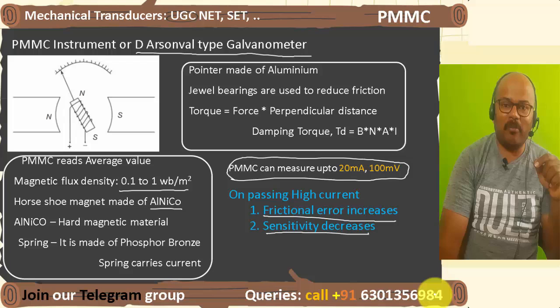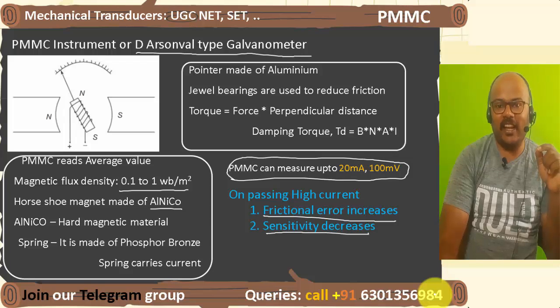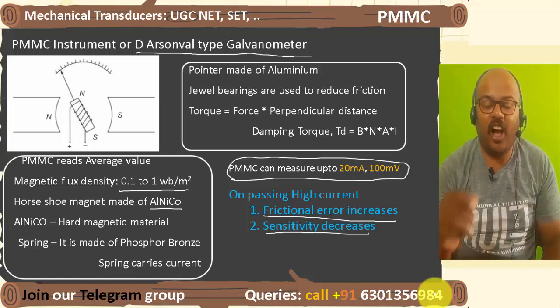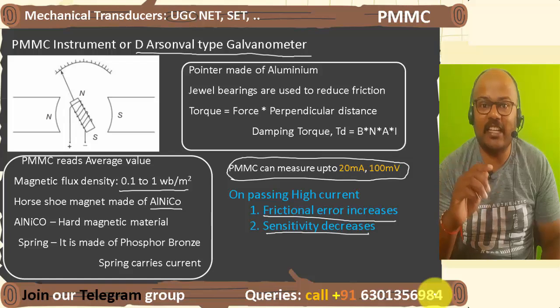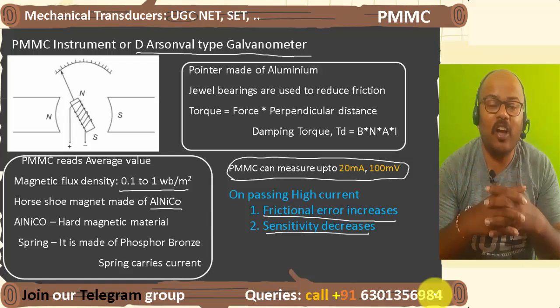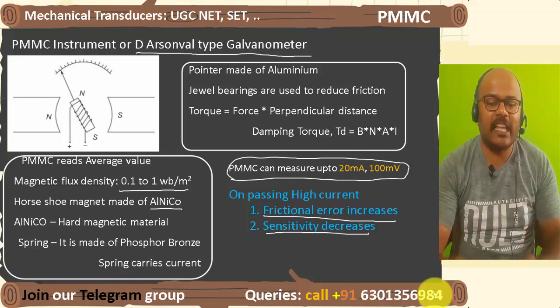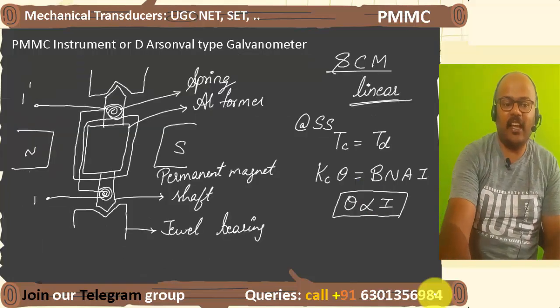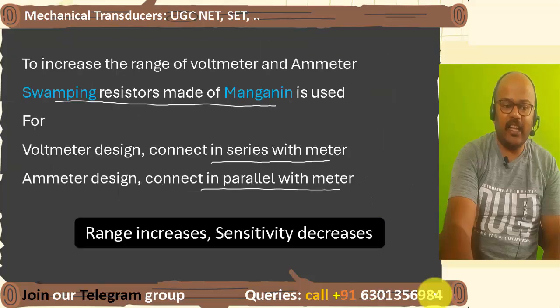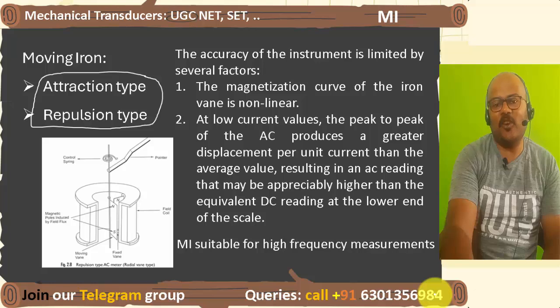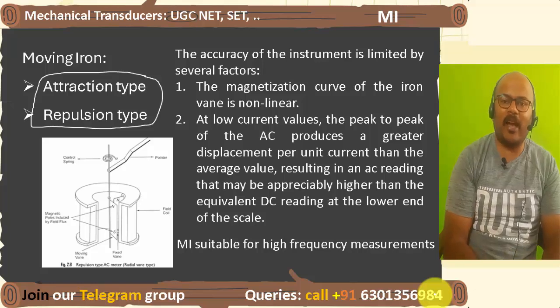The pointer is made up of aluminum, and eddy current damping is used, and jewel bearings are used to reduce the friction. The damping torque is defined as TD, which is equal to BNAI, proportional to I. Nothing but the scale you are going to use is a linear scale. And in the case of swamping resistors, in order to increase the range, you are going to make use of swamping resistors made up of manganese.